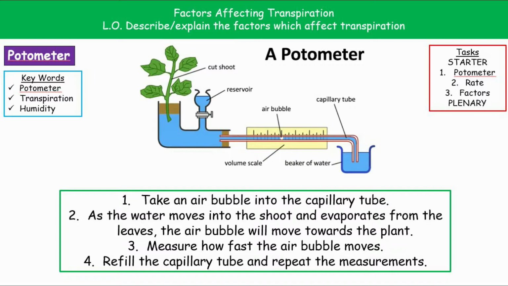Because as we evaporate water from the cut shoot, then it's going to draw more water up into that shoot, and that means it's going to pull the water along and the air bubble moves with it. So what we actually do is we're measuring how fast that air bubble moves to actually get an idea about the rate of transpiration. So what I'd suggest you do is do a little sketch of the diagram. The word potometer is important because they have asked that as a 1-mark question before. And also just jot down those 4 points about how we set it up. So I'll leave this up for about another 3 minutes to give you a chance to do that.